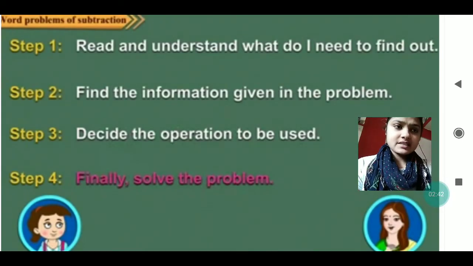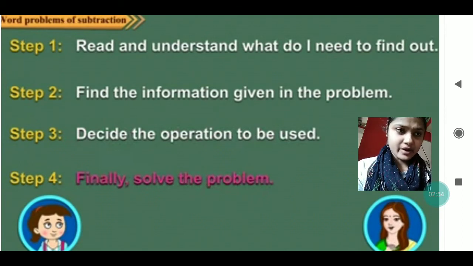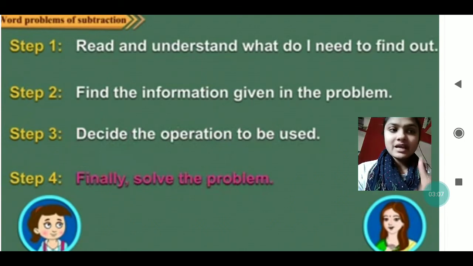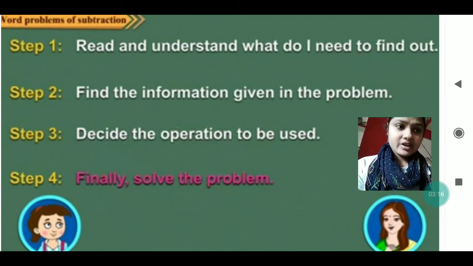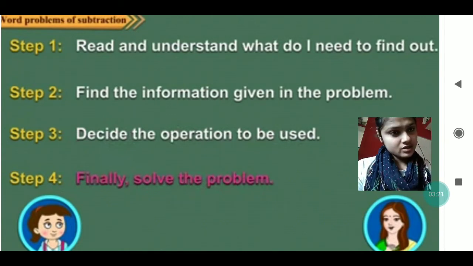I have already discussed these points in the last video: when you are starting a word problem, first of all, read and understand what you need to find out, whether we have to subtract, multiply, add, whatever. Find the information given in the problem, whatever it is, quantity, cost, number, you have to find it out. Decide the operation to be used: weight of, quantity of, number of. You have to decide after reading the question. Finally, solve the problem. Now you can write the statement, form the statement, and solve it.